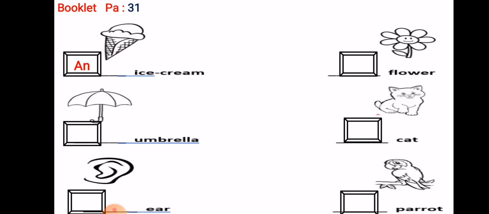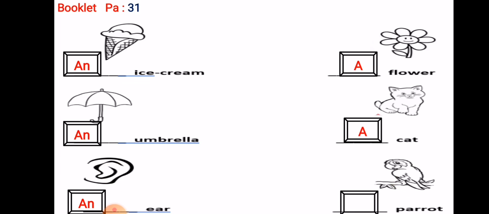And here, flower. Super. Our starting letter is letter F, one of our consonants. A flower. And here, umbrella. Our starting letter is letter U, one of our vowels. An umbrella. And here, cat. Our starting letter here is letter C, one of our consonants. A cat. And here, ear. As you can see, it's only one ear. So, we need to check our starting letter, which is letter E, one of our vowels. An ear.